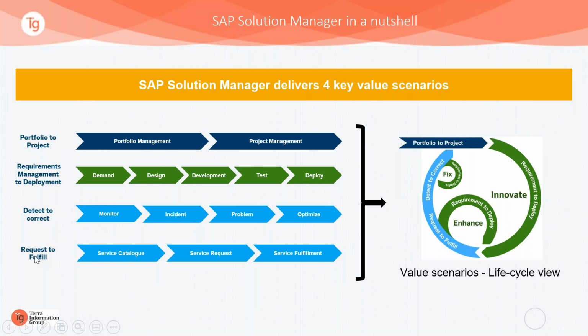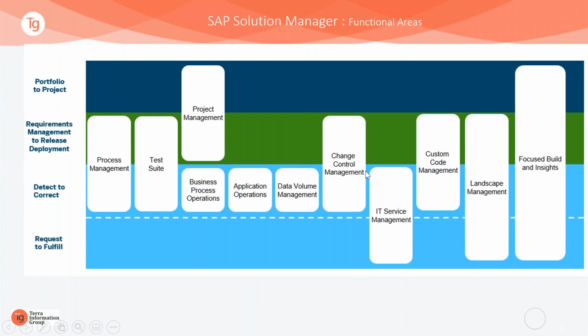And finally, there is also the option of request to fulfill, where there can be services, or future features of requirements that can be consumed on a service request, or where there can be a catalog defined of different services, and your end users or your customers or your employees can consume this on the go. So SAP has different features in Solution Manager for each of these life cycle phases. And to give a broader view, this is how different features of Solution Manager will go into different frameworks.